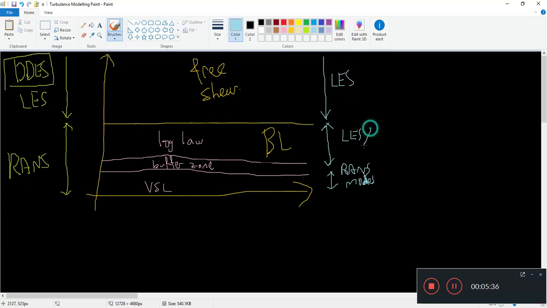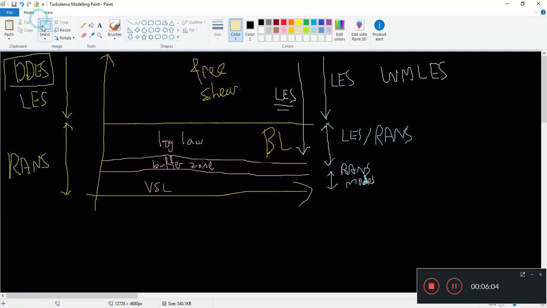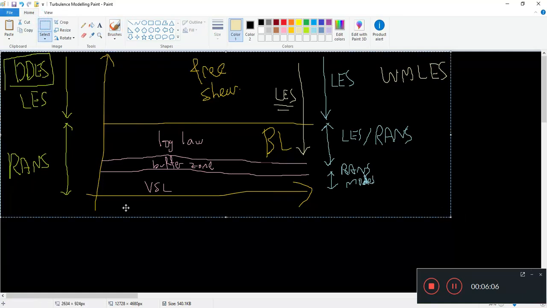LES resolves in the free shear zone and in the boundary layer. Of course, you can actually do some RANS over here also. There will be a transition region somewhere here in the log law buffer zone region. But the key difference is that the influence of LES actually penetrates into the boundary layer. That's what wall-modeled LES is about. You'll see this in literature as WMLES. So this is the picture I want you to see.